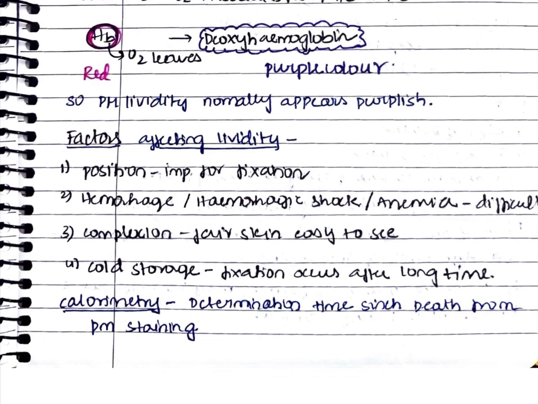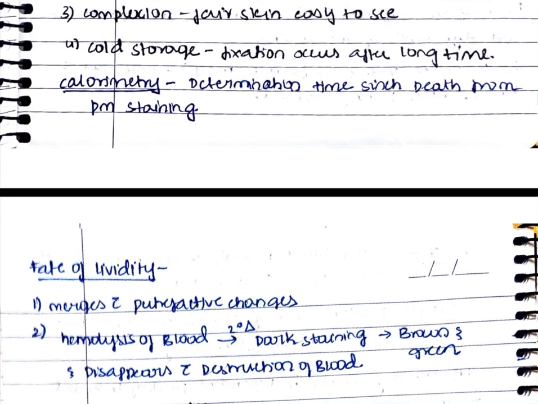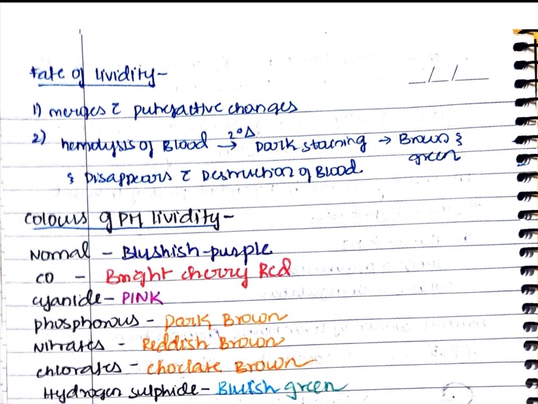And complexion. Again, this lividity, discoloration of the skin, is seen more in fairer skin people when compared to dark skin people. And cold storage. If you keep the body in cold storage, fixation occurs, but it occurs after a longer time. Staining will also help in determining the time since death. This process is called colorimetry. Remember it. So what is the fate of lividity? What happens? After some time it merges with the putrefactive changes.